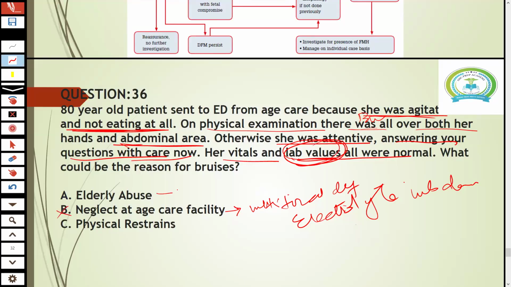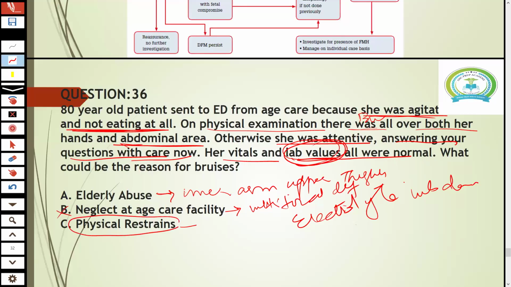Now we have two things: elderly abuse and physical restraints. If it's a case of abuse, they will give you some more clues about that. The patient is depressed, not cooperative, not answering questions clearly, or does not make good eye contact with you, or there will be bruises on the inner arm or upper thighs. Those are areas which are not very exposed.